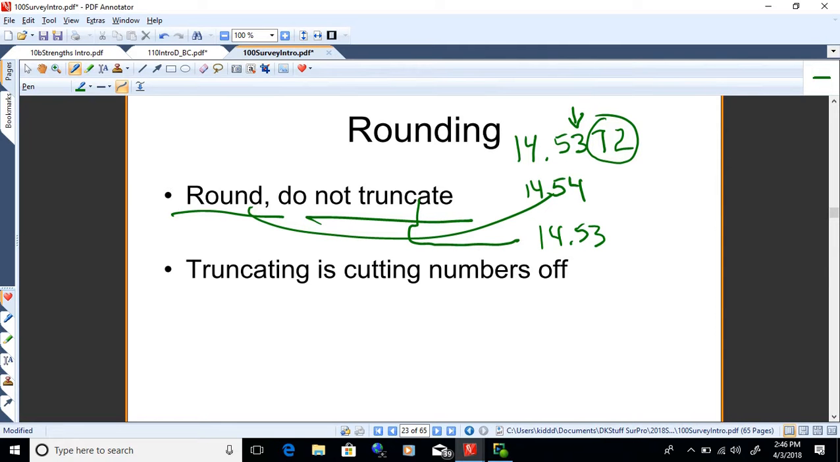That's not right. And surveyors get sued about stuff all the time, stupid little things you wouldn't believe, and they don't want to get sued, okay? That's bad for business, so they don't truncate. That's how we do that, okay? So don't truncate, okay? We don't do that.